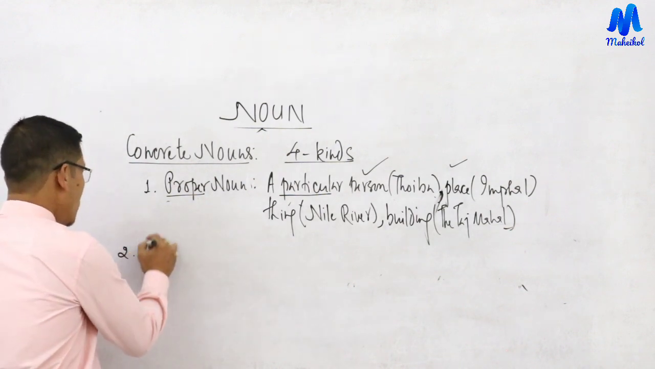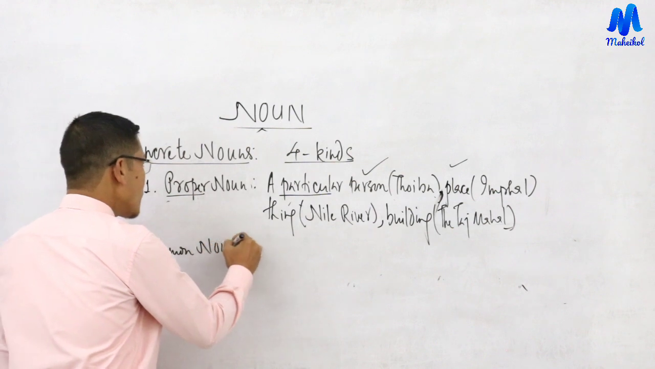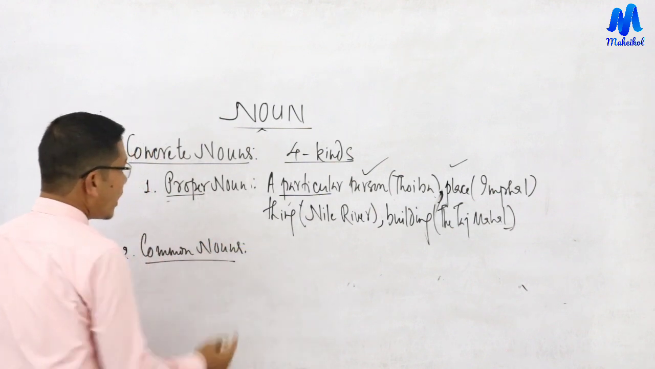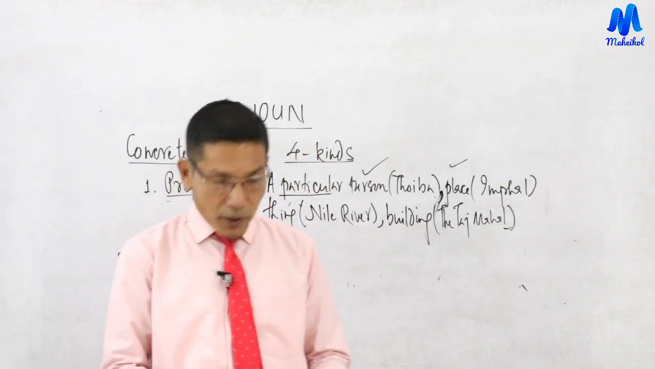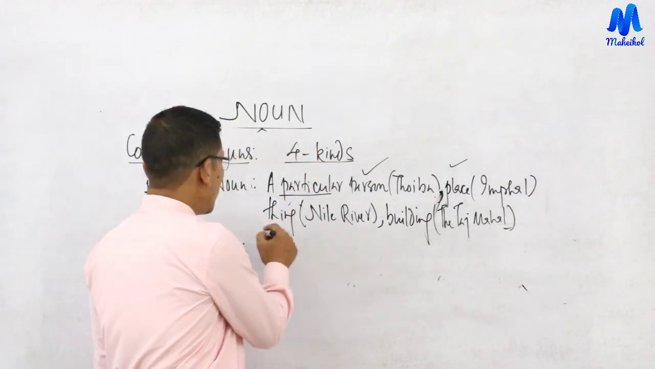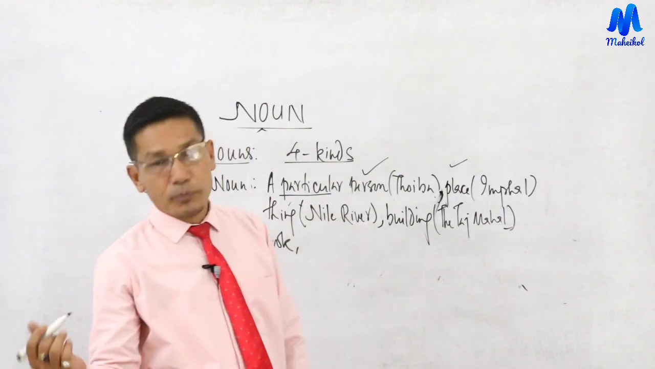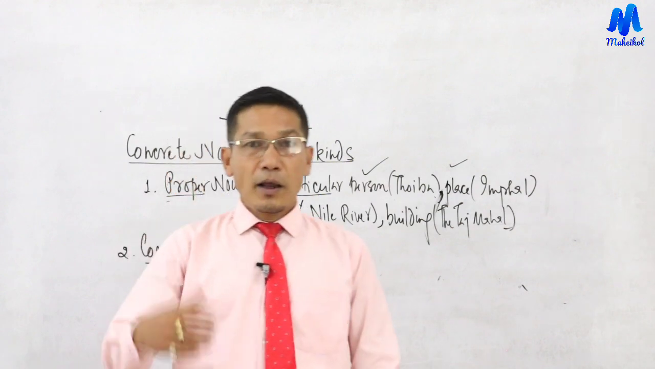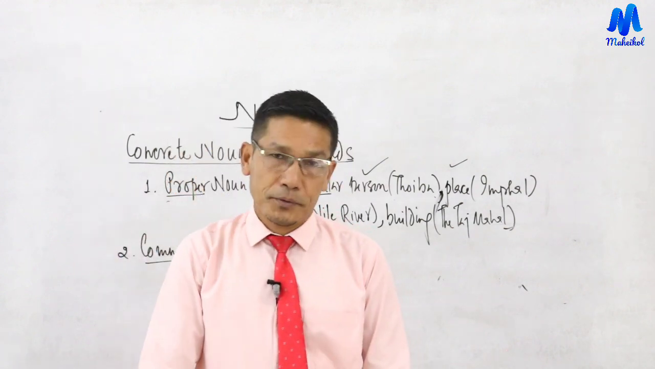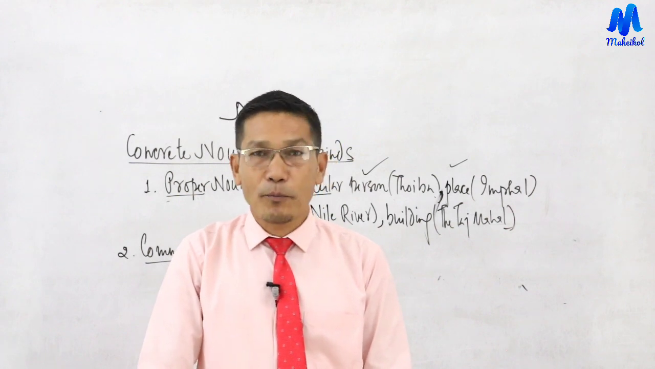Let's come to common nouns. Common noun is a general name. Book means book. Science book, mathematics book, literature book. Let's say any other book, novel or thriller, book means book.